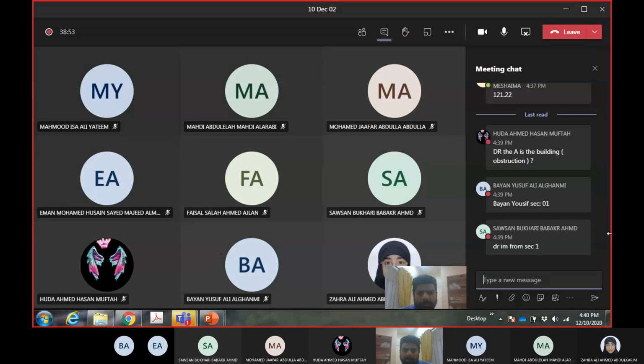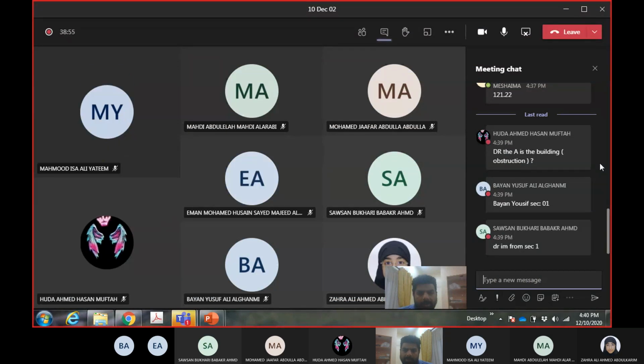Anybody else? Huda, A is the distance from the building or the obstruction to the major road. A is the distance from the building to the major road.